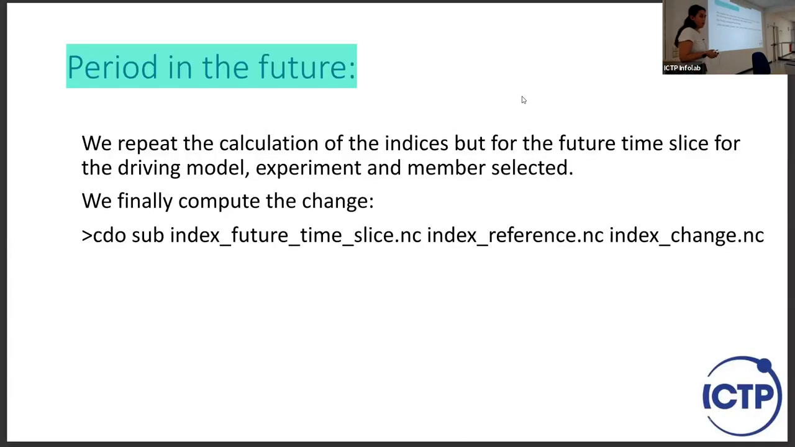So finally, you can subtract the two means, one for the future and one for the reference period, and you will have your index change in this sense with CDO sub.